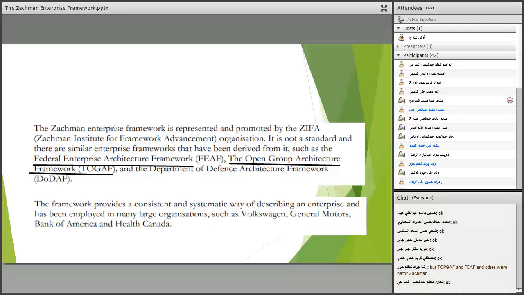Another example is the DODAF framework, which I will underline just now. DODAF stands for Department of Defense Architecture Framework. DODAF is also based on Zachman. So you see, there are lots and lots of frameworks that are based on Zachman and rely solely on the Zachman framework.